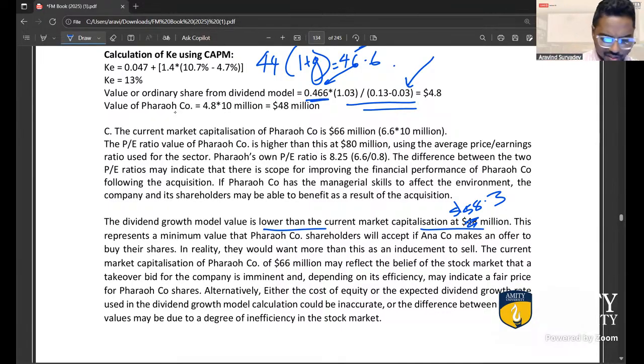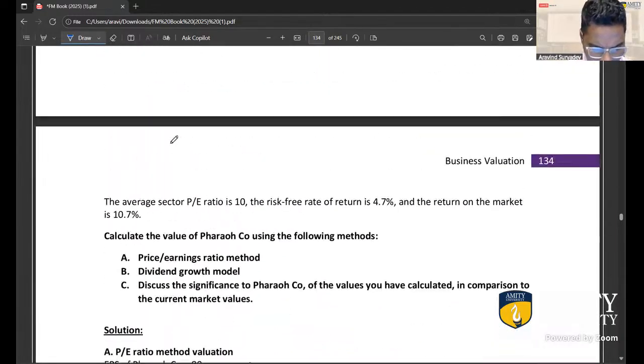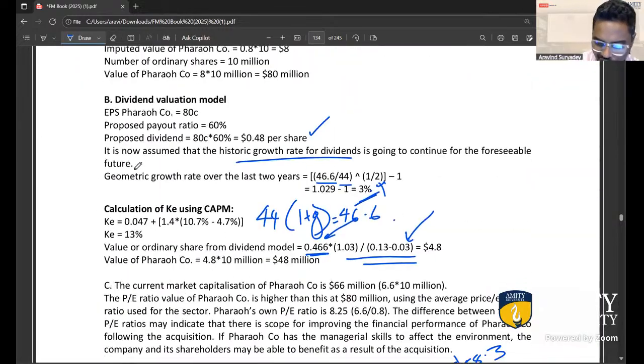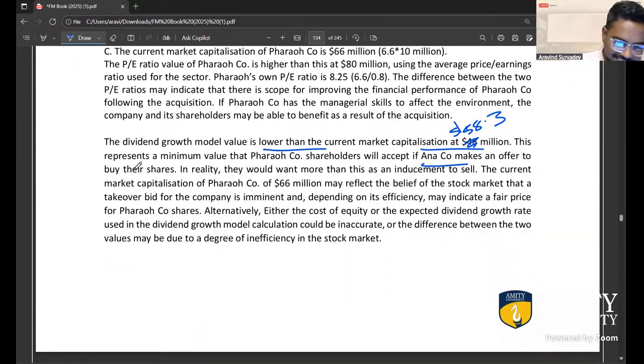Yeah. If the Anna company makes an offer, was it called Anna company? Was called Ghana company. If Ghana company makes an offer, not Anna company, right? Then in reality, they would want more than this as an inducement to sell. Why? Because the market cap alone is 66 million, guys. Generally, right, investors or shareholders who hold these shares would want higher than the market cap, not the other way around. So that is a bit of a problem, right?